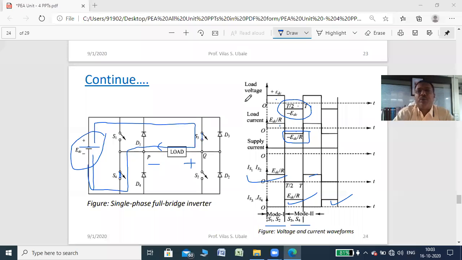Okay. Is there any doubt in this particular circuit? Otherwise, I'll explain for the inductive load. Yes. Can I start inductive load? If there is no doubt in this resistive load, a single phase full bridge voltage source inverter for R load, then we will go.